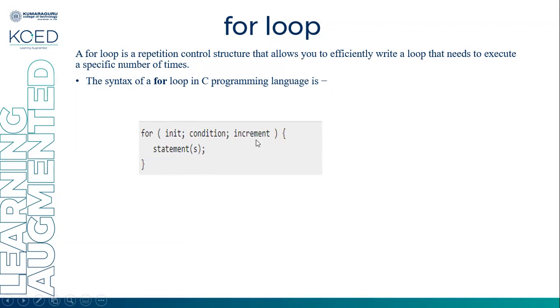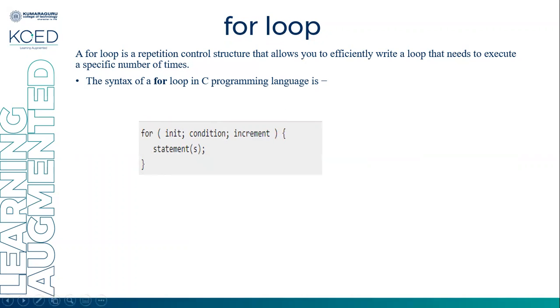For, the open and close parentheses. So you have to give an initialization, semicolon, condition, semicolon, increment. Within the open and close curly braces, you have to give a set of statements. The initialization initializes the loop variable, and this will be executed only once. Following that, the condition is checked. If the condition is true, the set of statements in the for loop will get executed.